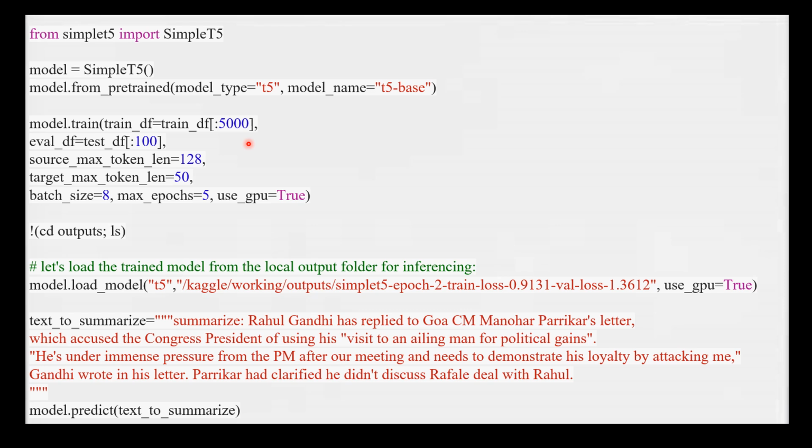To summarize this, we can say that this code performs data pre-processing, splits the data into training and testing sets, trains a pre-trained model, saves the model, and uses it to summarize a given text.